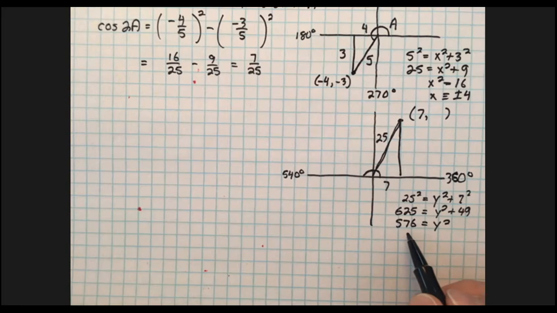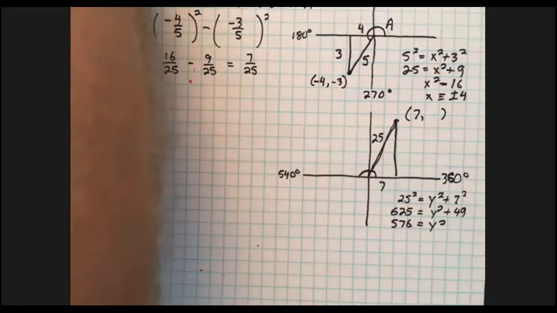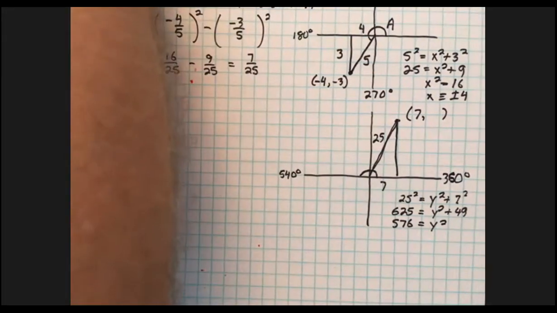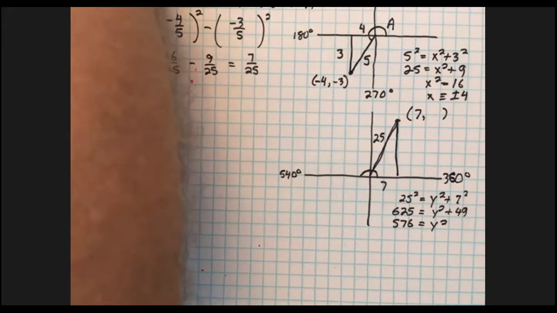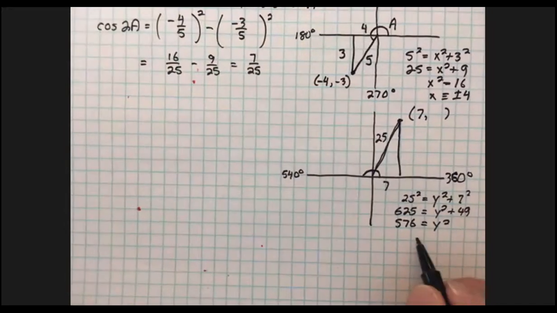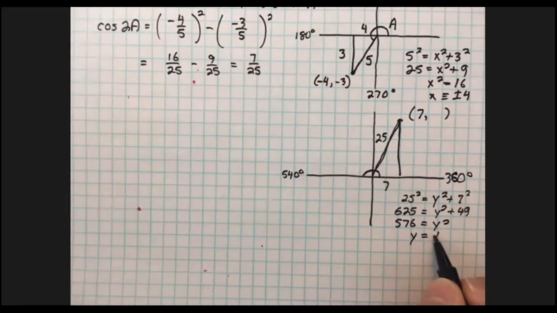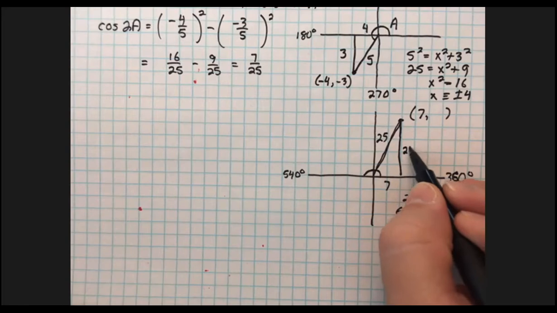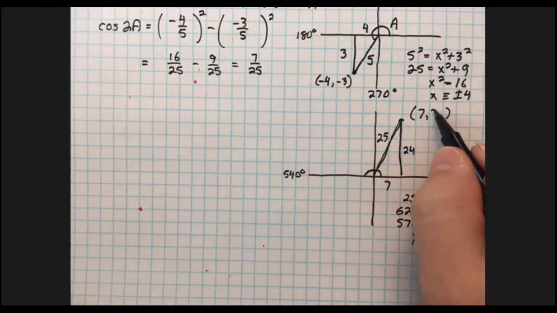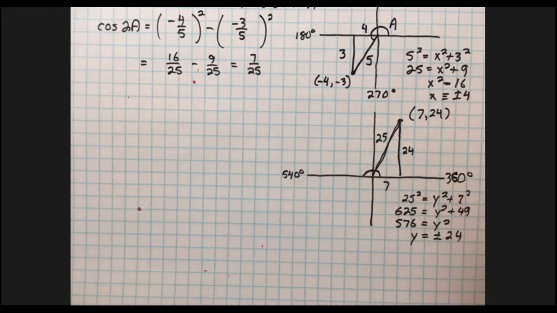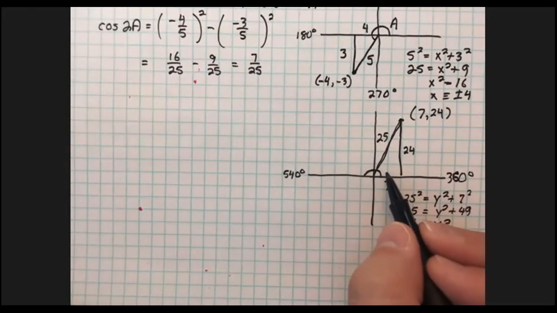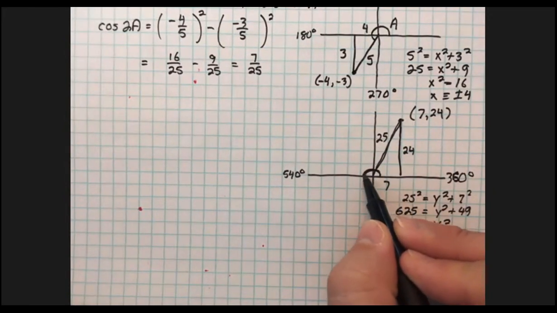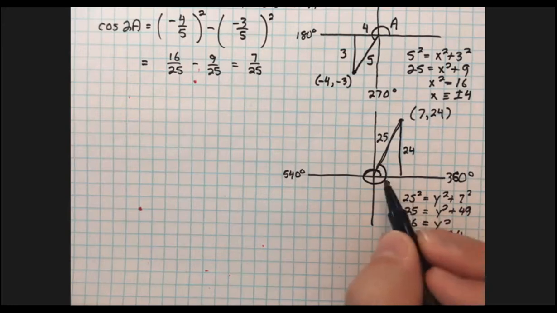Something about 576 rings a bell. I think that's maybe a perfect square. I'm just going to pull up my calculator. It's not on your screen. 576 is 24 squared. I have to say plus or minus 24 algebraically, but in this drawing, you see that I'm in the first quadrant, the y is positive. This must be the angle 2a.